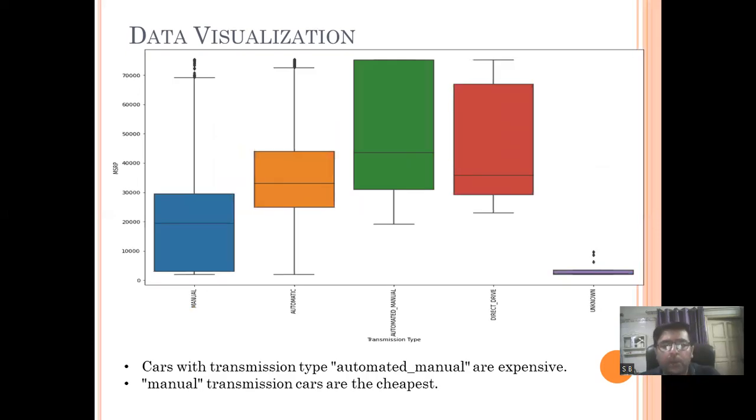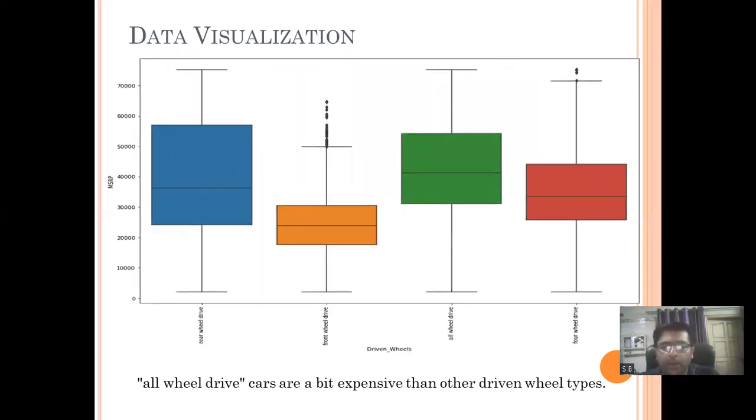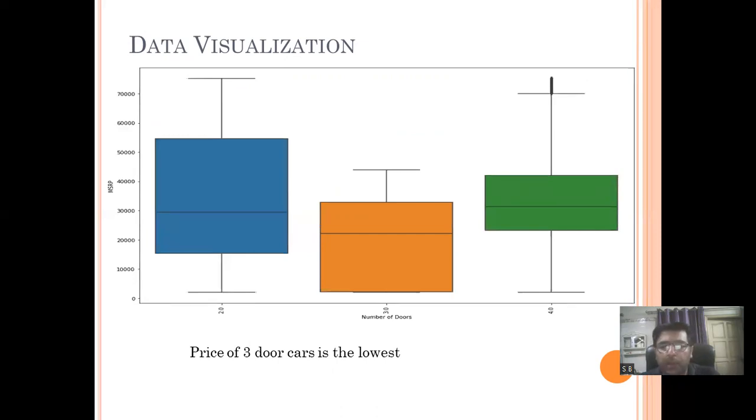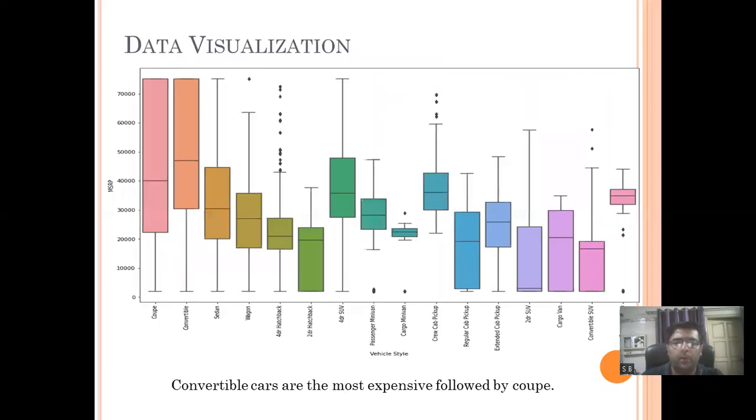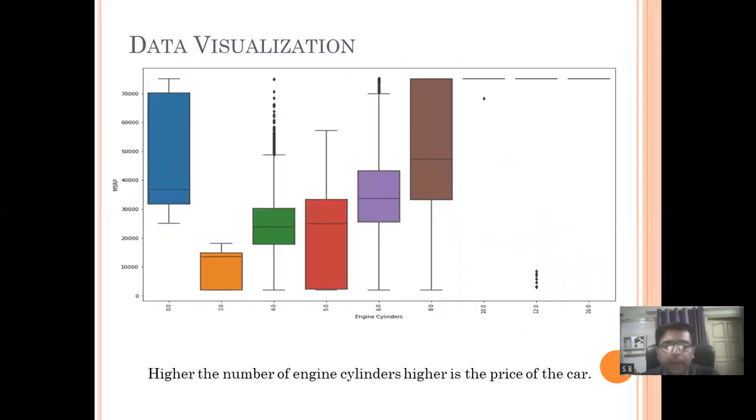Coming on to our next plot, this gives us the visualization that cars with transmission type automated manual are expensive. Manual transmission cars are the cheapest, which is quite natural also. All-wheel drive cars are a bit expensive compared to other driven wheel types. Price of three-door cars is the lowest. Compact cars are lower in price as compared to mid-size and large cars. Convertible cars are the most expensive, followed by coupe. Next slide. Higher the number of engine cylinders, higher is the price of the car.